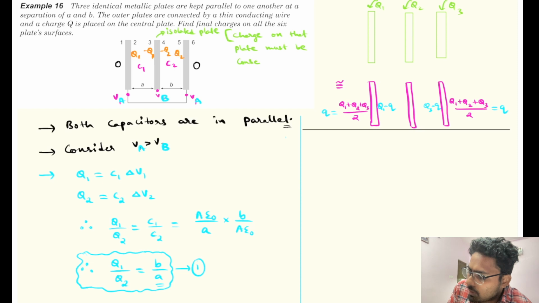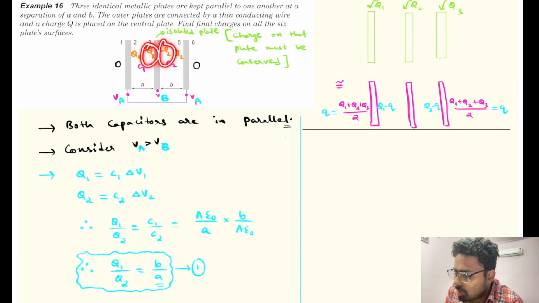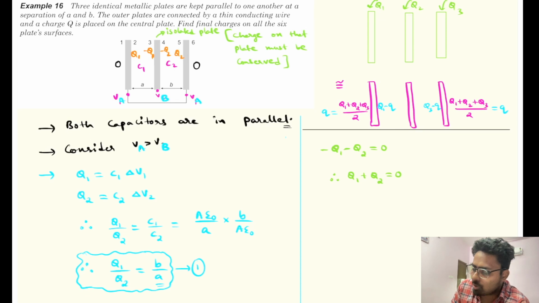So that means originally, as no one has given any charge for that plate, the total charge on that should be 0. And finally, on that plate we have minus q1 minus q2, which should be equal to 0. So therefore q1 plus q2 must be equal to 0, because I have sent the minus to the other side.